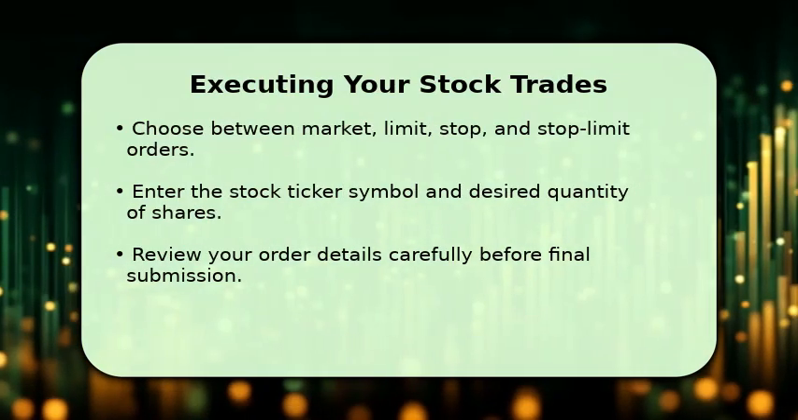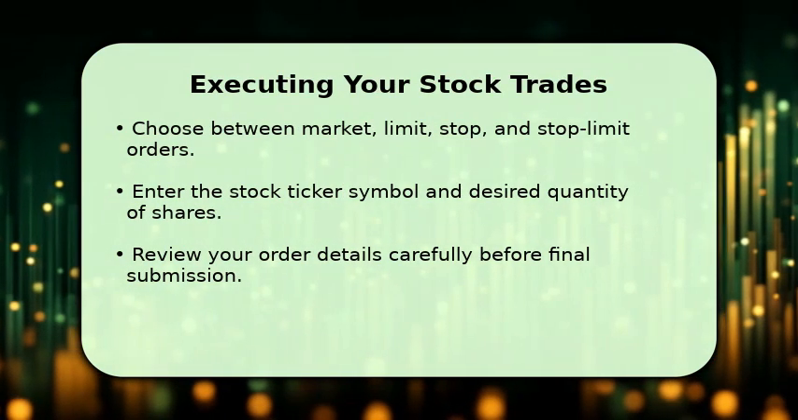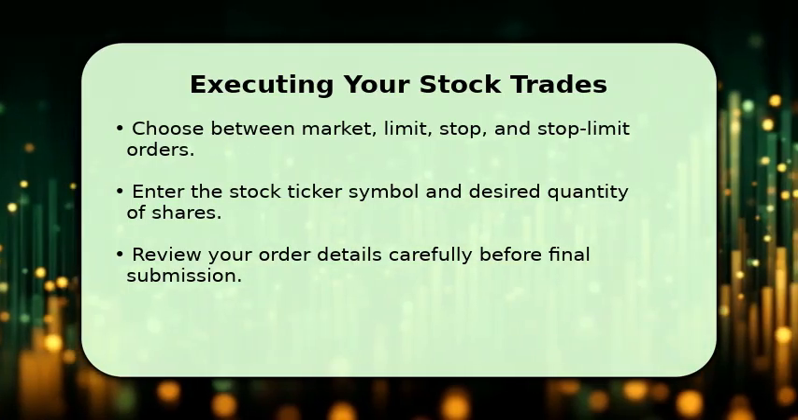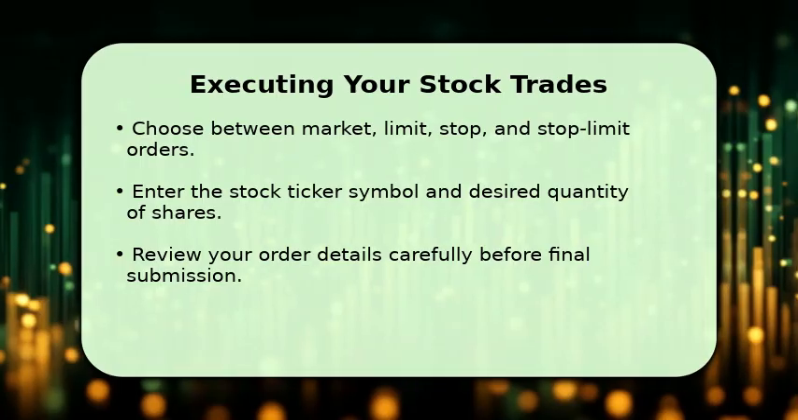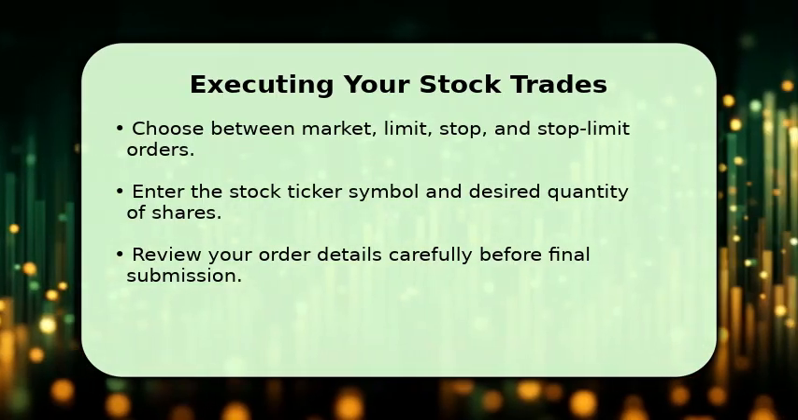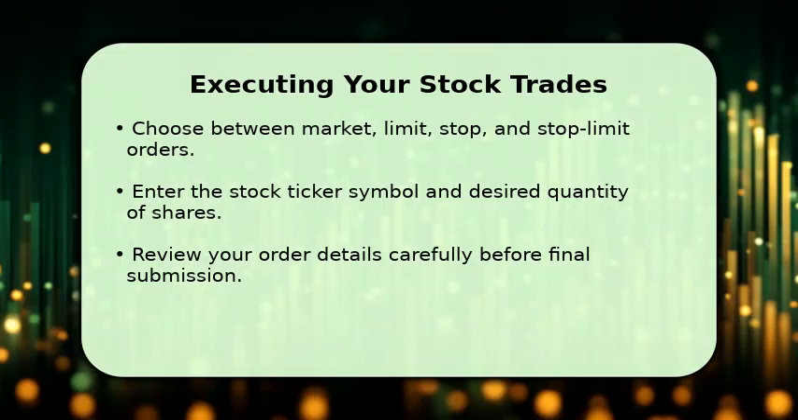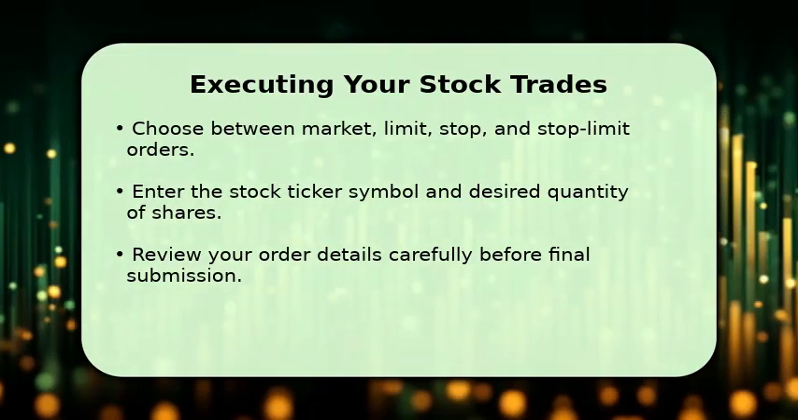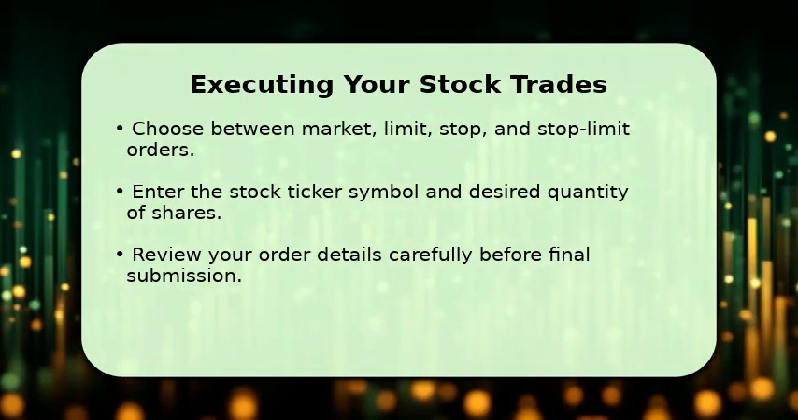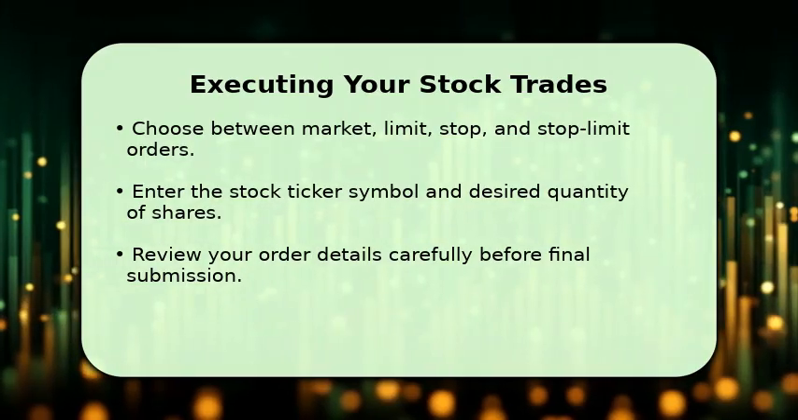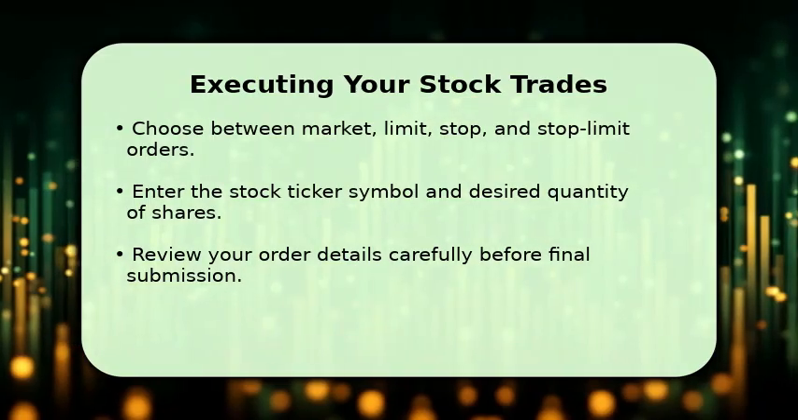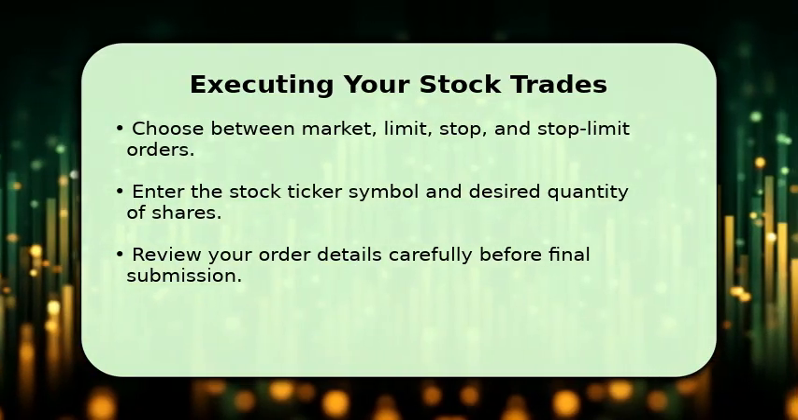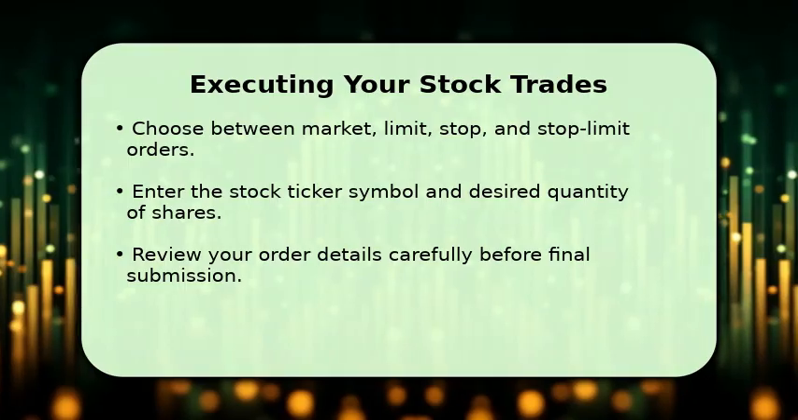Once you have identified a stock you wish to purchase, it is time to place your trade. Schwab offers various order types, including market, limit, stop, and stop limit orders, each serving a different purpose. You will need to enter the stock's ticker symbol and the desired quantity of shares. Always review your order details meticulously, including the price and total cost, before confirming your submission. This careful approach helps ensure your trade executes exactly as intended.